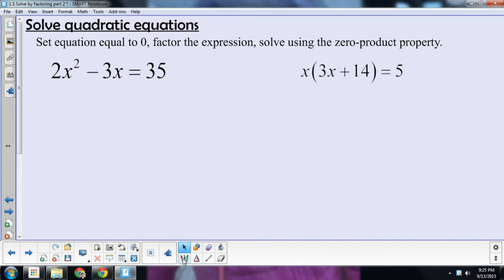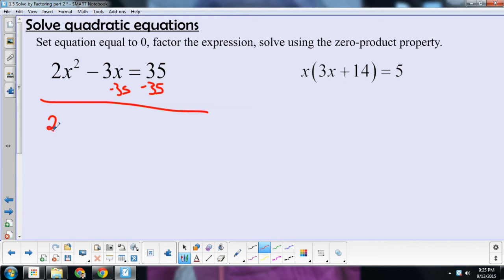So, here we go. First problem, I need to set it equal to 0, so I'll go ahead and subtract 35 from both sides real quick. Rewriting this, I have 2x squared minus 3x minus 35 equals 0. So if it were just x squared at the beginning, I could factor it using guess and check, but since there's a 2 in front, maybe I'll use the British method.